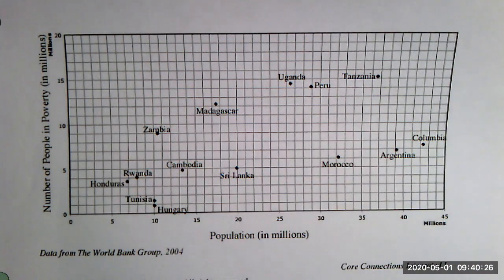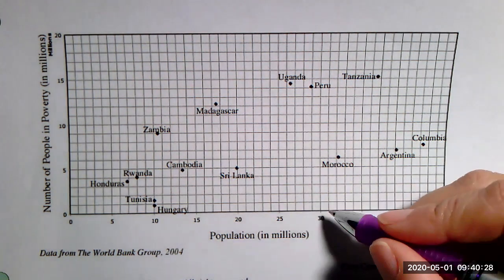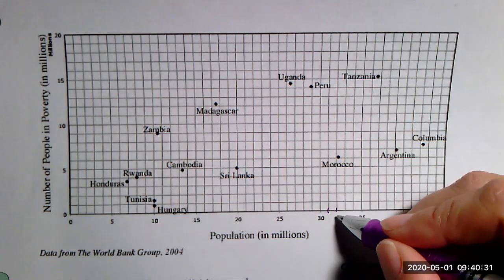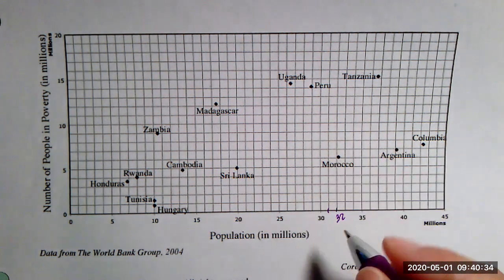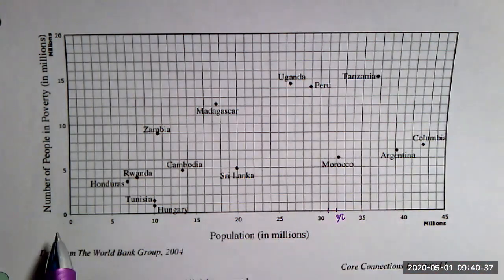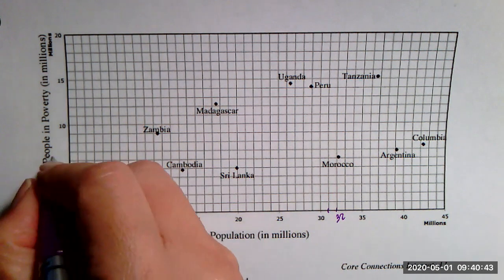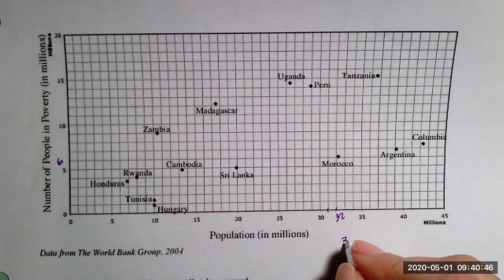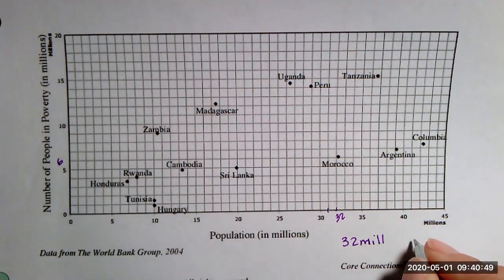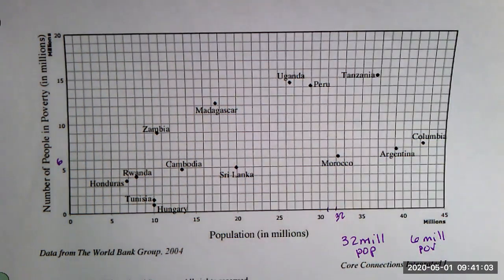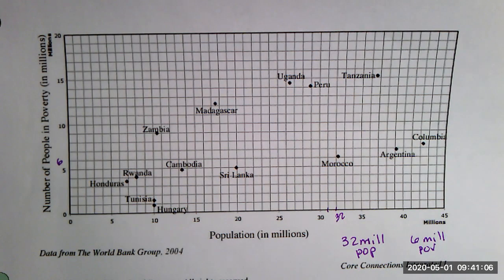Oh goodness, I need my glasses here. So Morocco looks like this is 30, 31, 32. So this is about 32 million people in Morocco. And coming over here, the number of people that are in poverty are about 6 million. So if there are 32 million in the population and there are 6 million living in poverty, is that more than half? So no, Morocco would not get foreign aid. I'd like you to pause again and see if you want to change any of your answers.